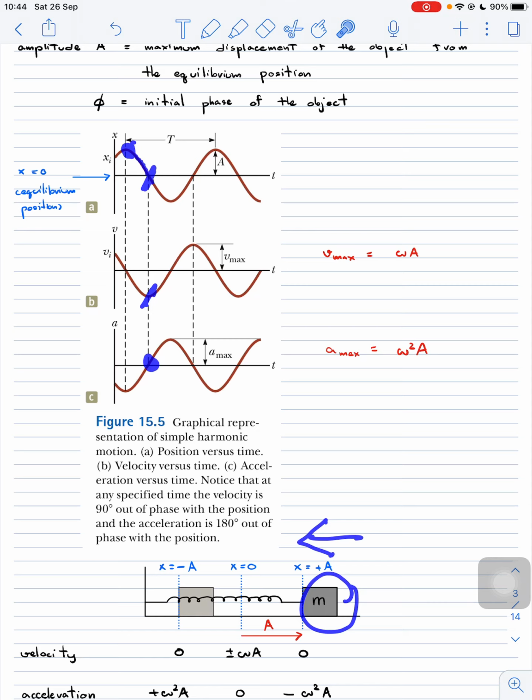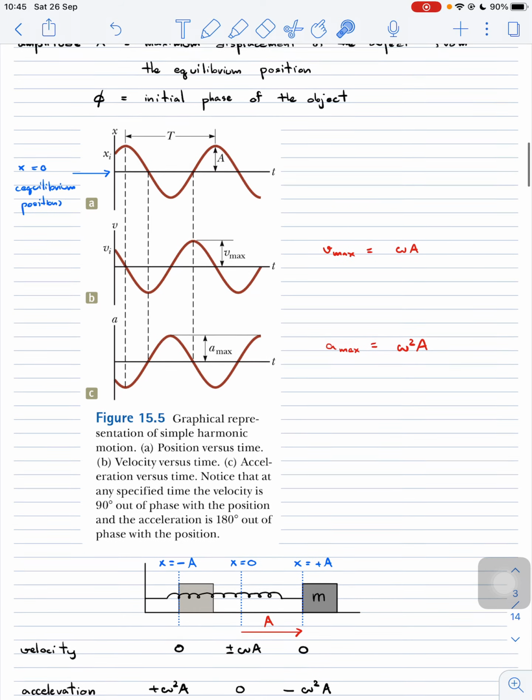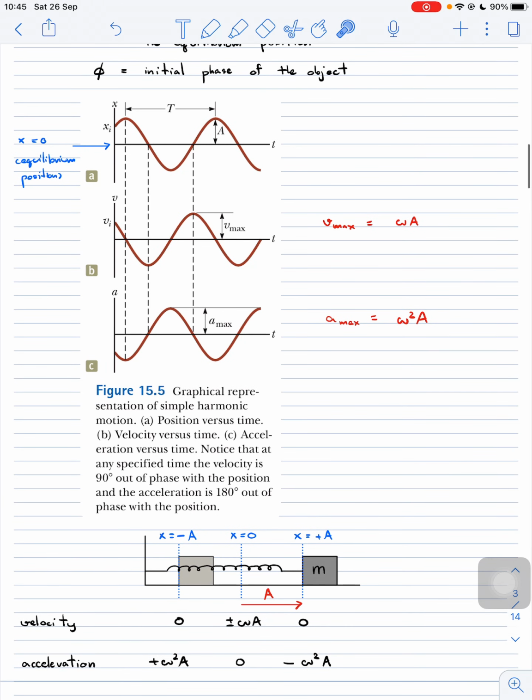After passing the equilibrium position, the object slows down, and then it reaches 0 meters per second again at x equal to negative A. At this position, the acceleration is going to be the maximum and positive. And then after that, the object will go back to the equilibrium position and finally go to its original position again. Later on it just goes back and forth forever. So this is the description of simple harmonic motion.